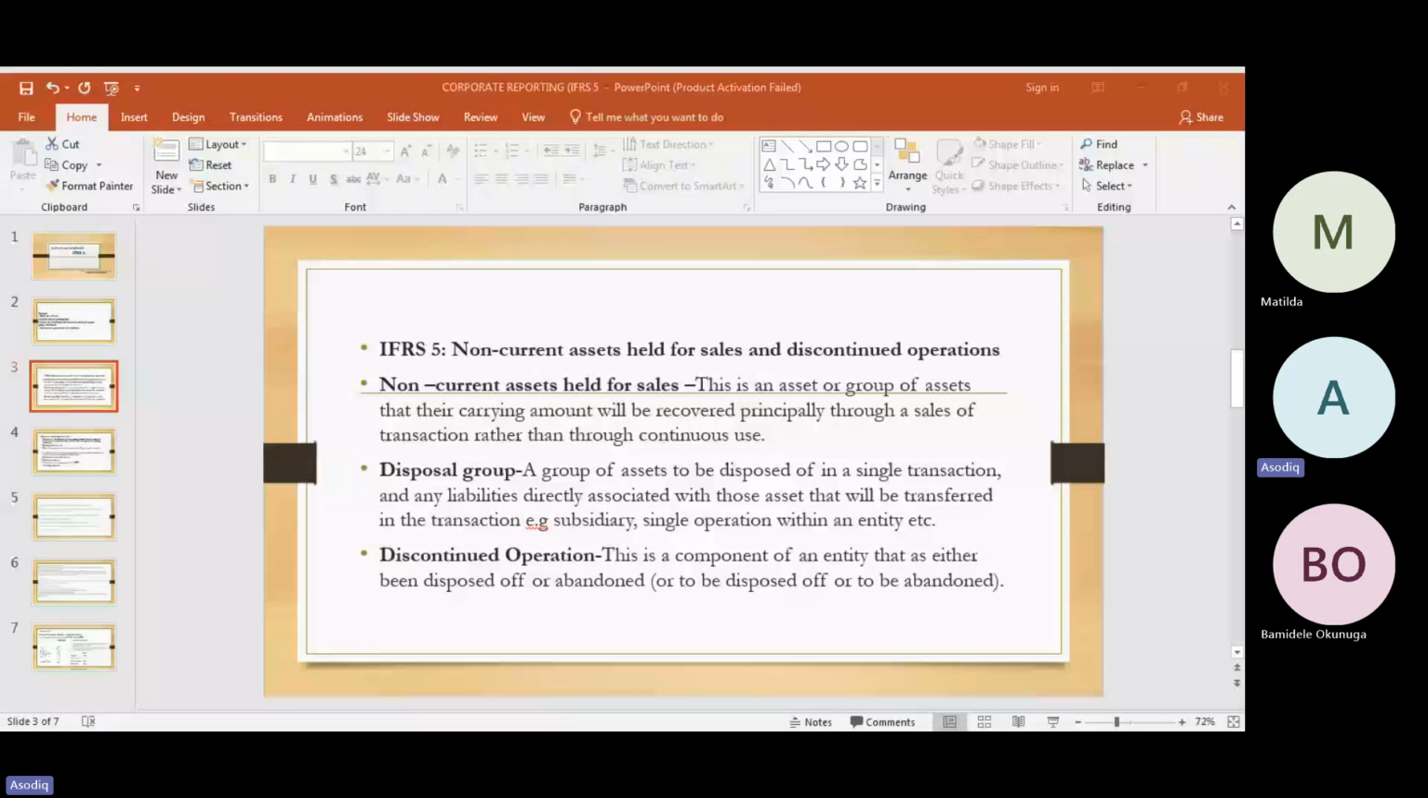So now, we're not talking about disposal of groups. A group of assets can be disposed of in a single transaction, and any liability directly associated with those assets will be transferred in the transaction. We are talking about disposal group. So this disposal group means that we have a group of companies whereby we have a particular parent company who is controlling another company.